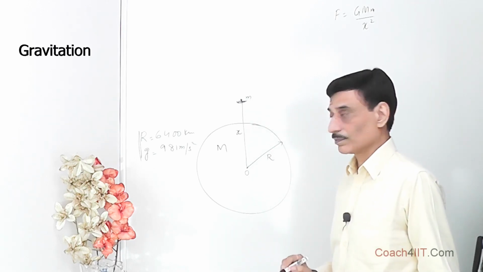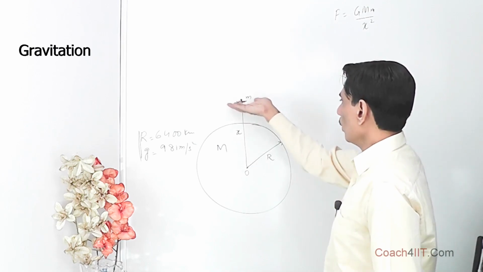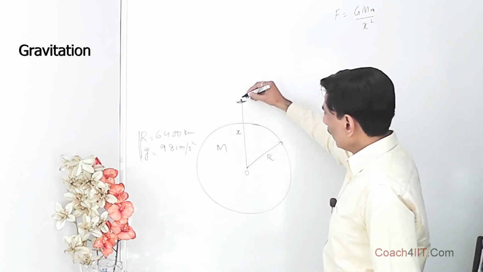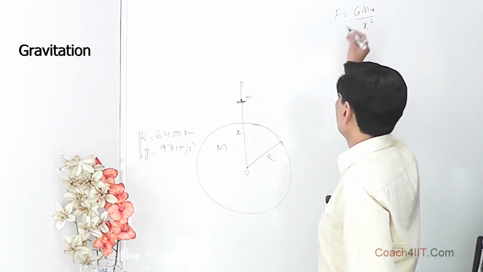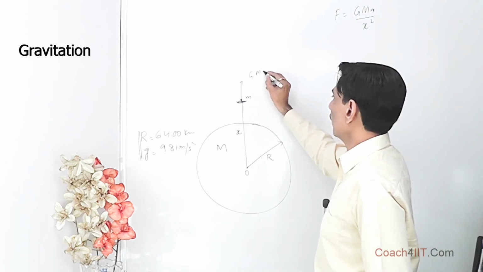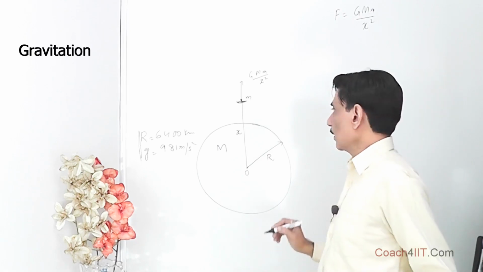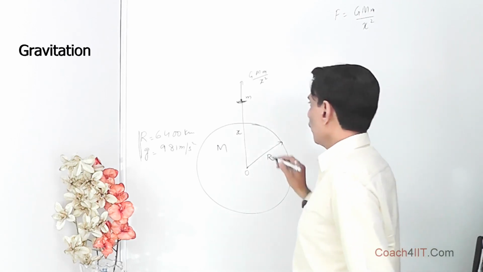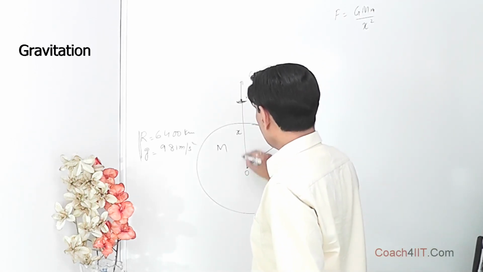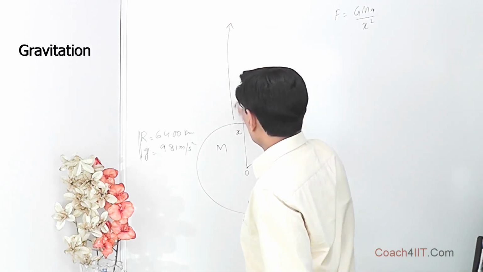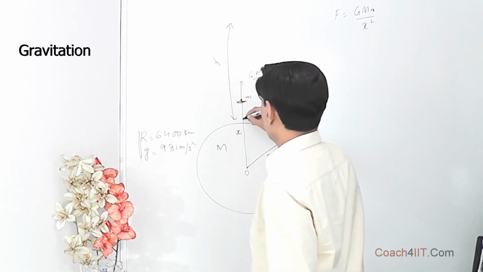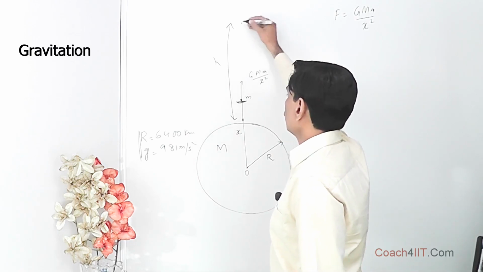Now if I have to hold it over here, then certainly I also need to apply a force equal to this only, that is GMm upon x square. I need to apply force onto this, then only it will be stationary. Now what we wish to do is take it from here, that is from the radius of Earth, to, let's say, height h.